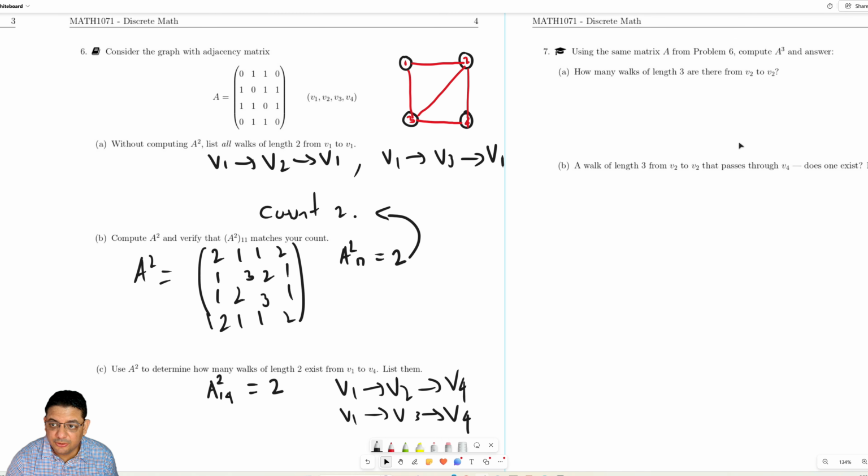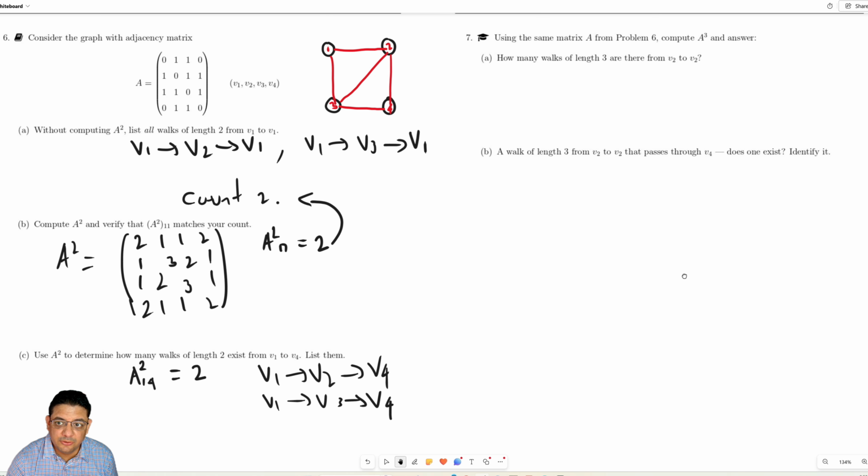All right, so now let's go to question 7. It says, using the matrix from problem 6, so we're using this, we want to compute the walks of length 3 from B2 to B2.